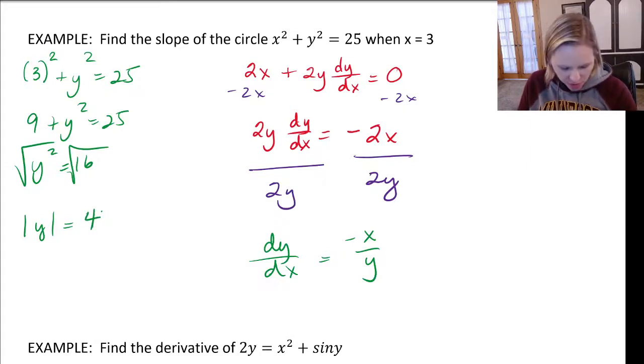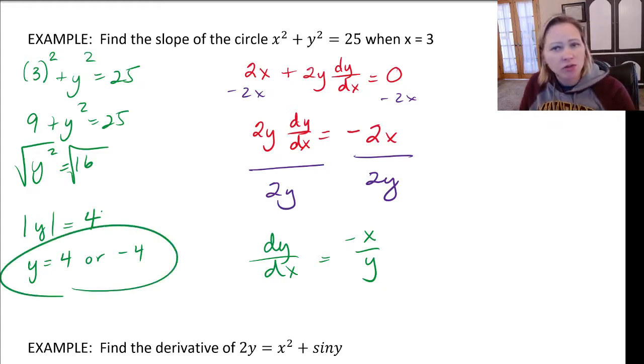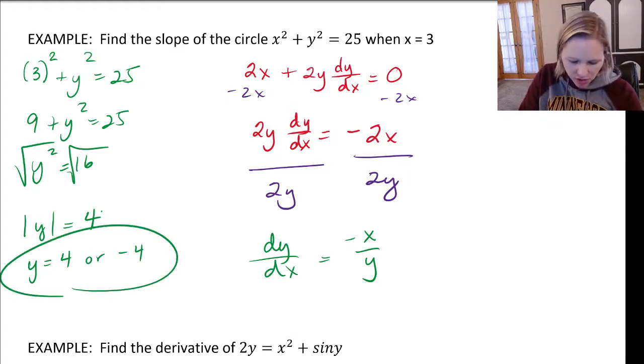That's technically what's happening, which means when I remove that absolute value, the value that's inside the absolute value bars could be positive or negative. So what does y equal? Y equals 4 or negative 4. So actually I'm going to have two spots, and we'll see this graphically here in just a moment.